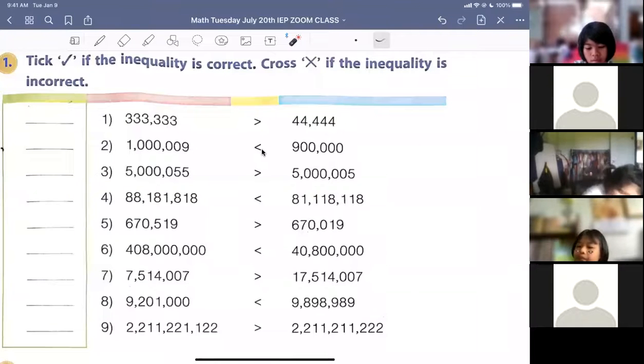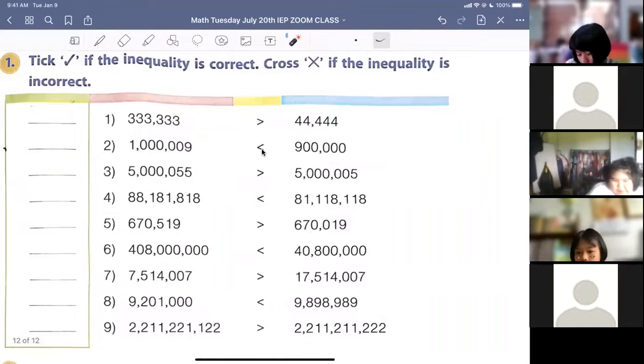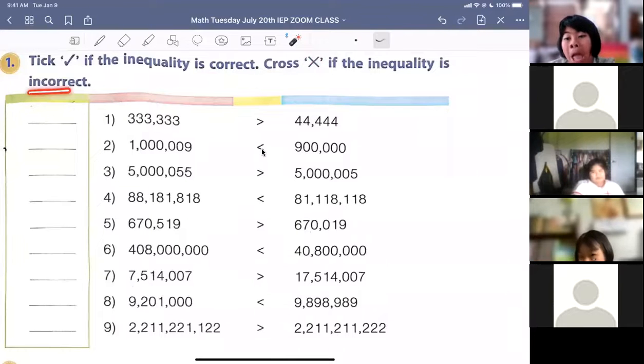All right. For homework, let's try number 1 together. You're going to check if it's correct. You're going to put an X if it's wrong, right?